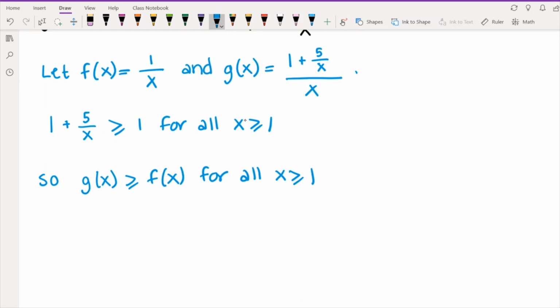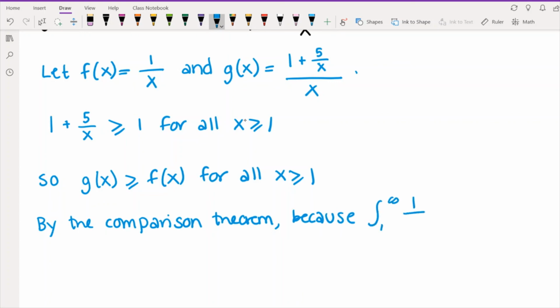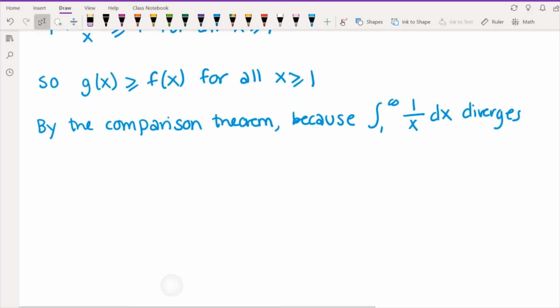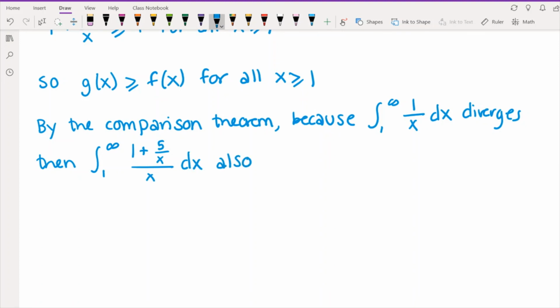And so what does this tell us? Well, by the comparison theorem, because the integral from 1 to infinity of 1 over x dx, we know that that diverges. And so if our function is even bigger, then that integral also has to diverge, right? So the integral of 1 plus 5 over x dx, that must also diverge.